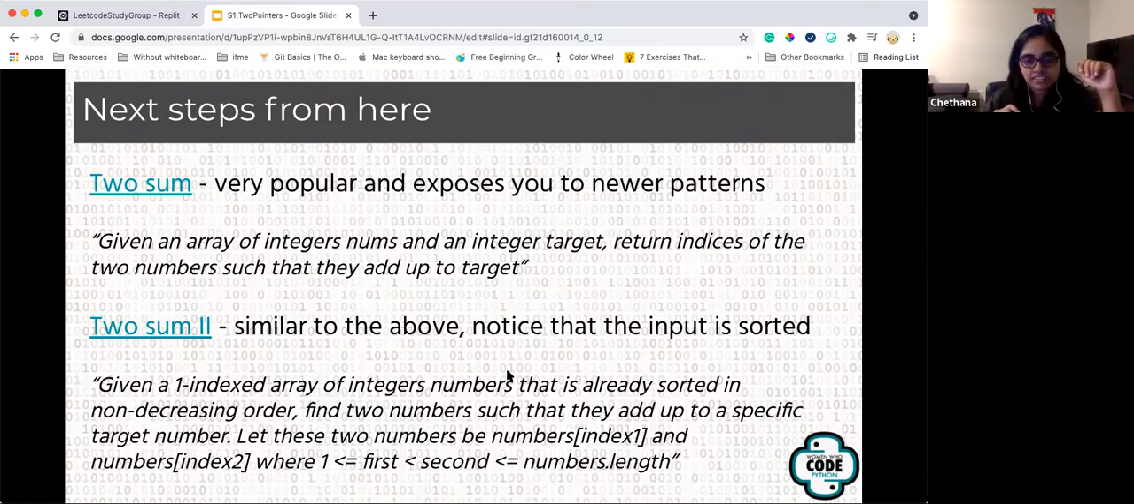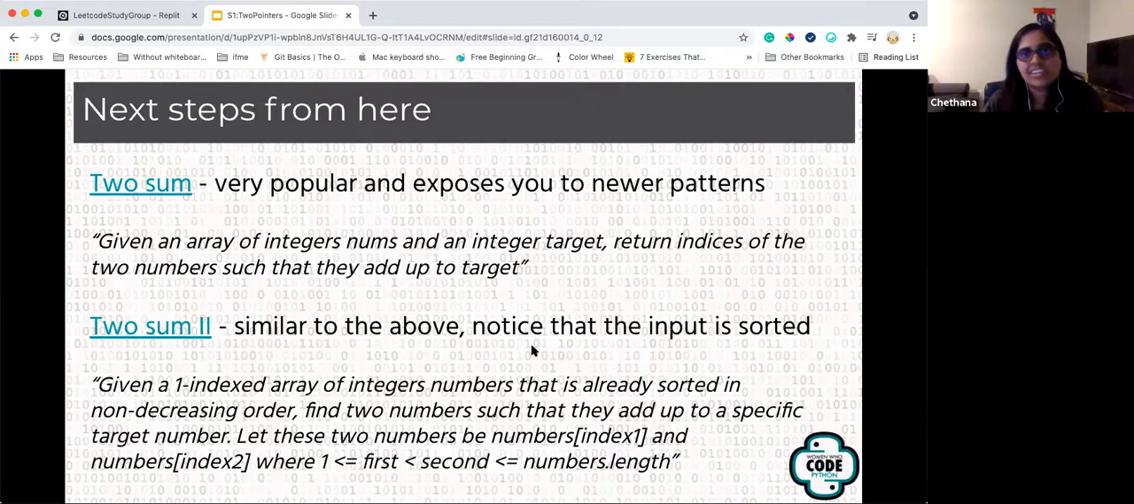But this is something you could definitely start with and then move to the more difficult problems, and then Two Sum, the one that we've mentioned here on the top. I don't think that's sorted. So they have different variations of it. Two Sum II is one of those variations.